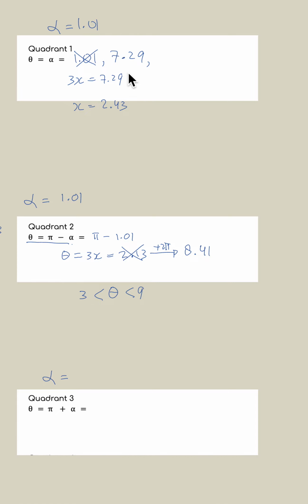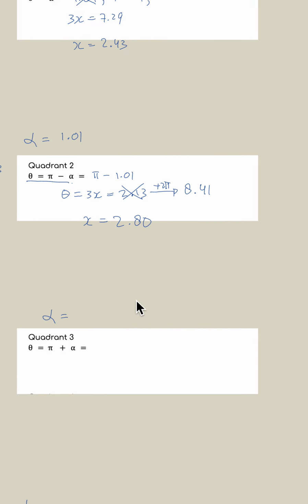Okay, shall we add another 2 pi? No, because it will be far bigger than 9. Okay, is that the answer? No, that's not the answer because that's 3x. So the x value will be, 8.41 divided by 3, you get 2.80. Okay, so we get another value for x.